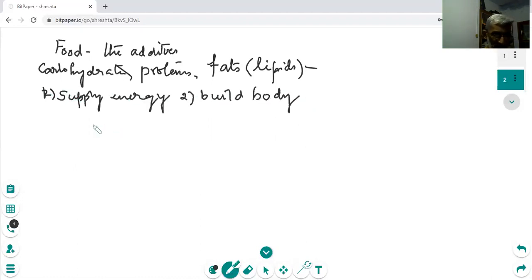Now, food additives serve none of this purpose. Food additives do not serve any of this purpose. They have entirely different objectives, depending on the substance being added. Now, the first food additive is preservatives.